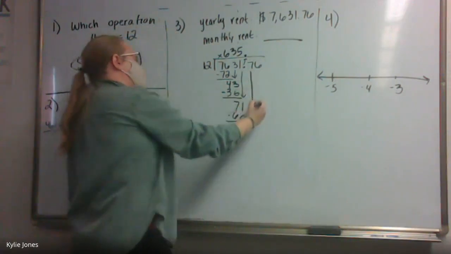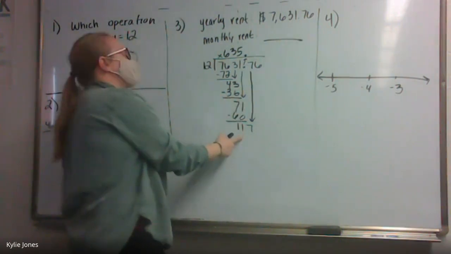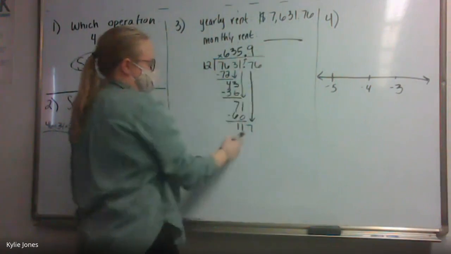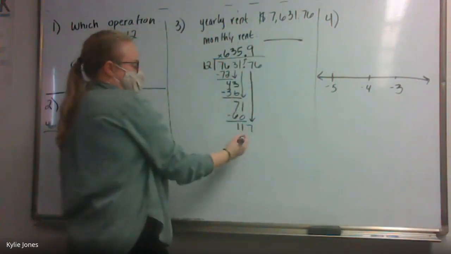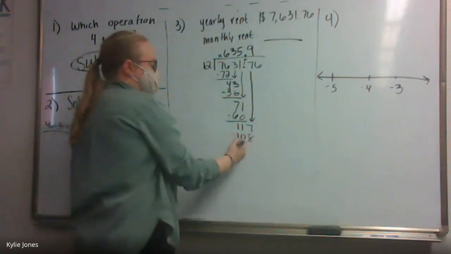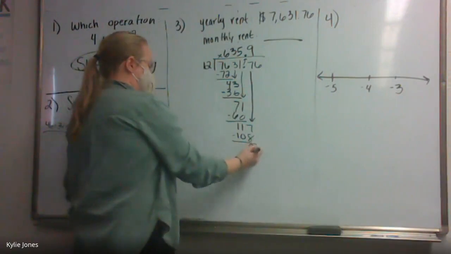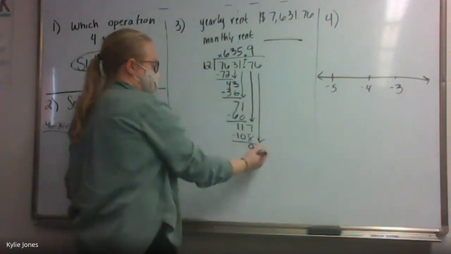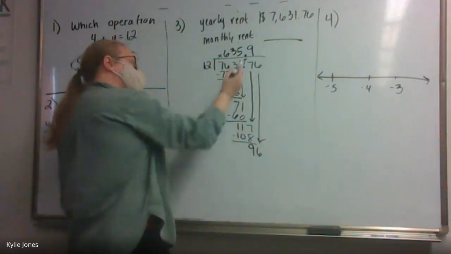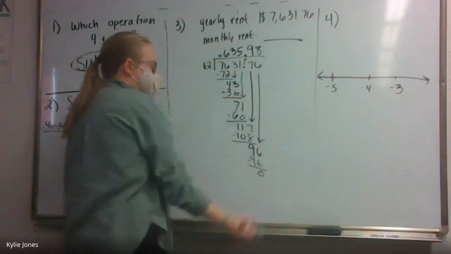Then we can drop down our 7. Does 12 go into 117? Yep. How many times? 9. What do you get underneath here? What's 12 times 9? 108. When you subtract, what do you get? 9. Drop down your 6. And 96, does 12 go into 96? 8 times. And it goes in evenly, so you're done there.